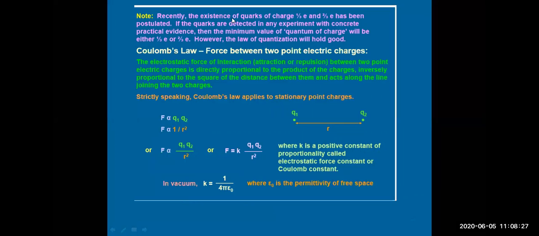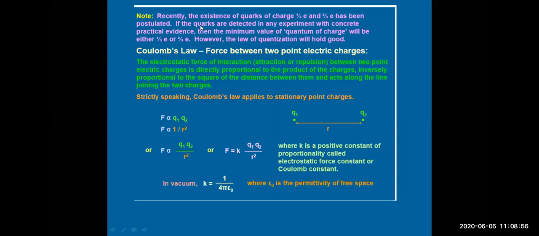Recently, there's the existence of a material which is called a quark. That word I want you to just remember: Q-U-A-R-K-S. Quarks are there. Their charge will be equal to 1 by 3 times E. What is E? 1.6 into 10 to the power of minus 19. And it will also be equal to 2 by 3 times E. This is recently found out and we call them quarks.